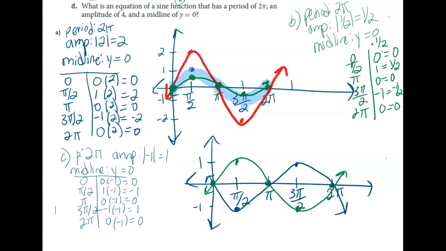So D wants to know, what's the equation of a sine function that has a period of 2 pi, amplitude of 4, midline as 0? So hopefully you guys were able to say, well, look, that amplitude of 4 is just affecting a. So that would just be y equals 4 times the sine of x.